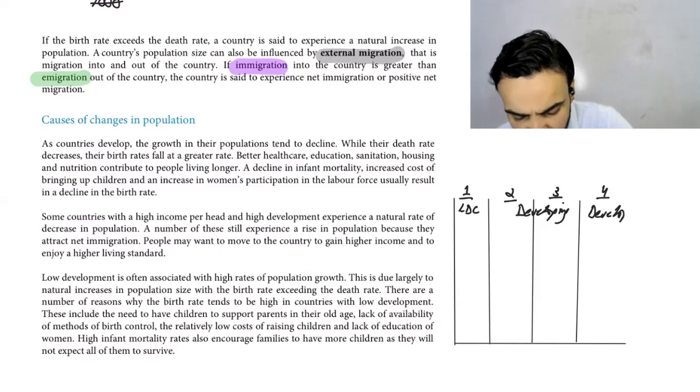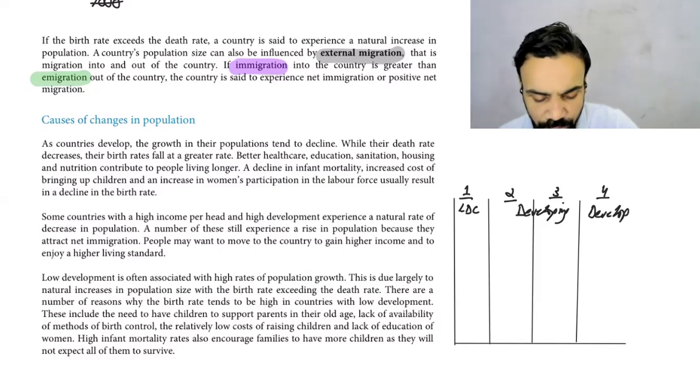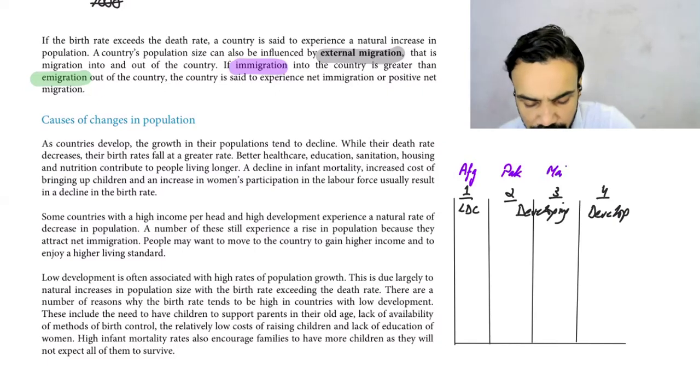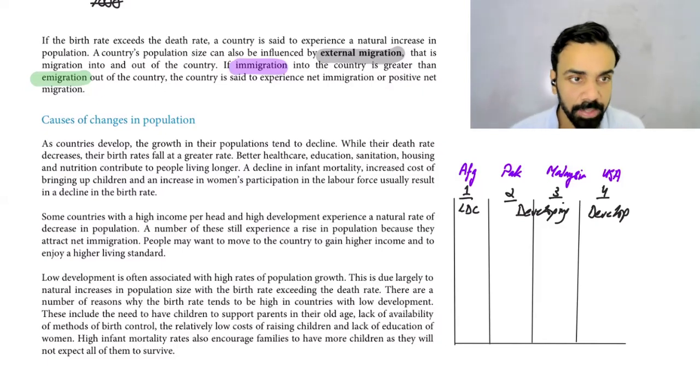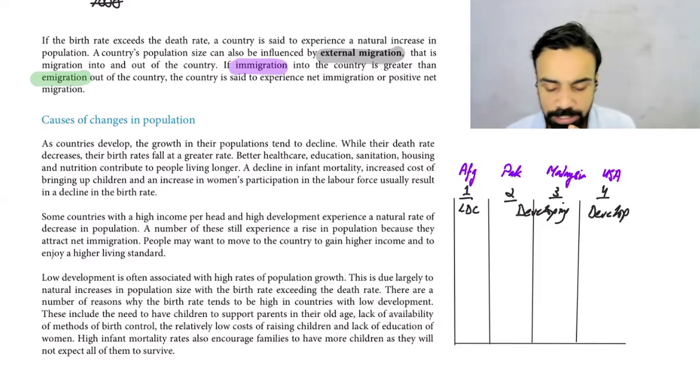So if I was to say in terms of countries, you could say Afghanistan would be here. You could have a country like Pakistan over here. Then you can have a country like Malaysia over here. And then you can have like USA over here. ठीक है.